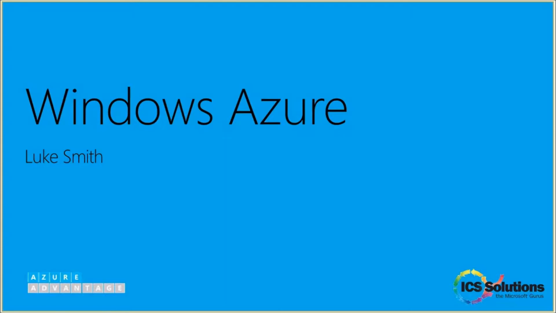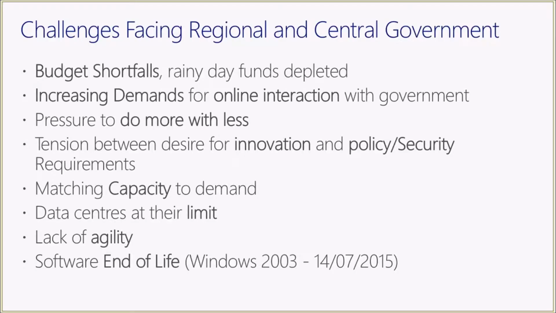Thank you, Andrew. Okay, so we're going to start and have a look at Windows Azure. Before we get into Windows Azure, there are a couple of challenges that we faced with the regional and central government organisations that Andrew has mentioned, and they're probably common across most public sectors. Within the public sector, there are issues around budget, increasing demand of resources, pressure to do more with less, and also this tension around innovation. If you're trying to innovate a new application, sometimes that may be stopped by policies or security requirements.